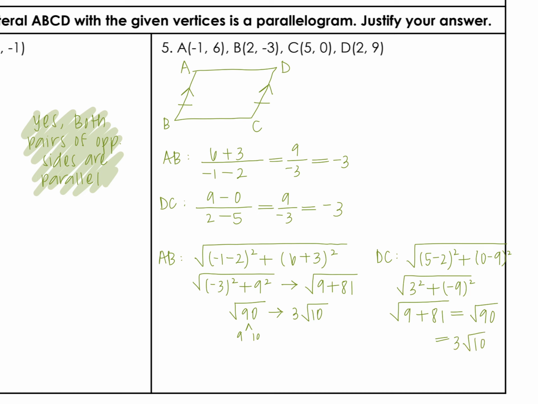So we have proven that AB and DC are both parallel and congruent. And so we can prove that, yes, this is a parallelogram. We've got one pair of opposite sides that are both congruent and parallel.